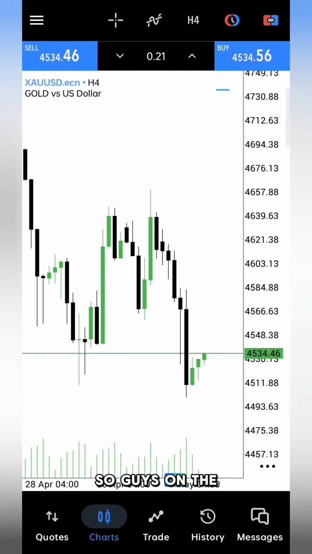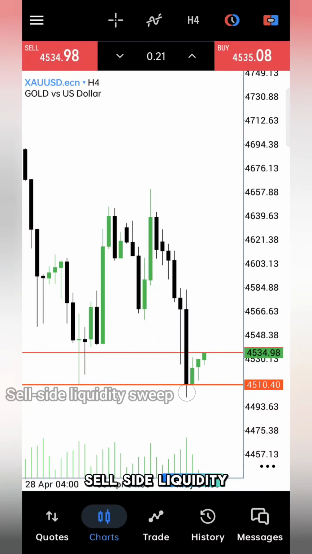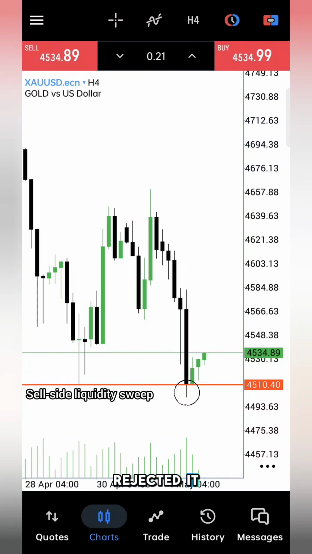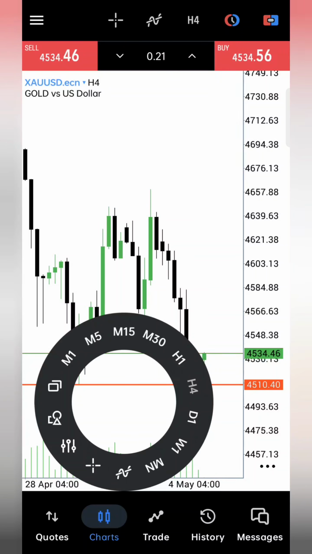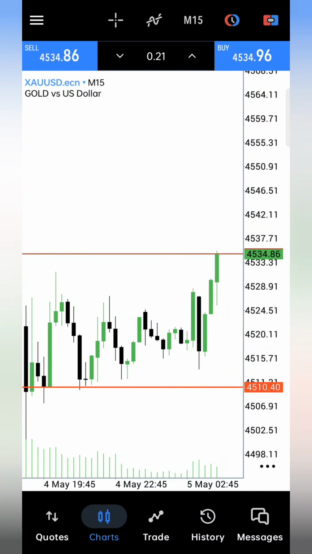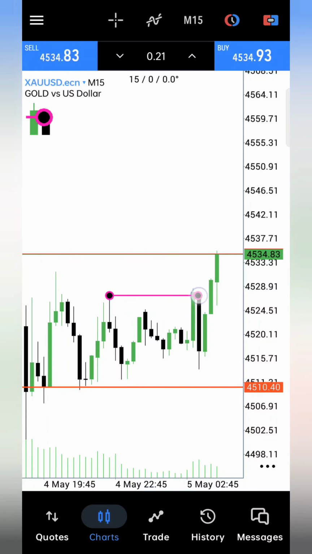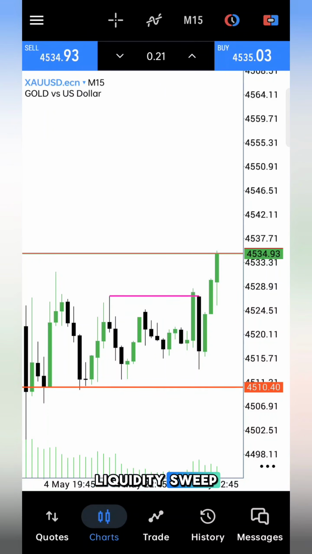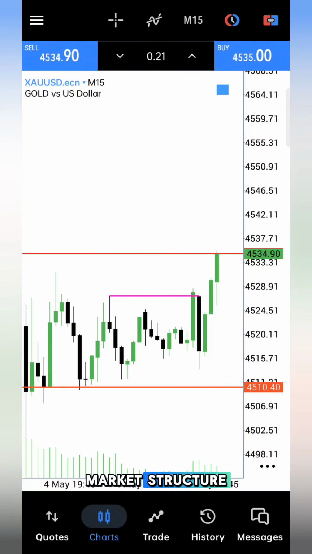So guys, on the gold chart, price has swept the higher time frame sell-side liquidity below the swing low and immediately rejected it, returning back into the range, indicating a potential liquidity grab and shift in market intent. Higher time frame liquidity sweeps carry more significance and often lead to stronger directional moves. Following the liquidity sweep, price on the lower time frame has broken the most recent lower high, confirming a change of character and signaling a potential shift in market structure.